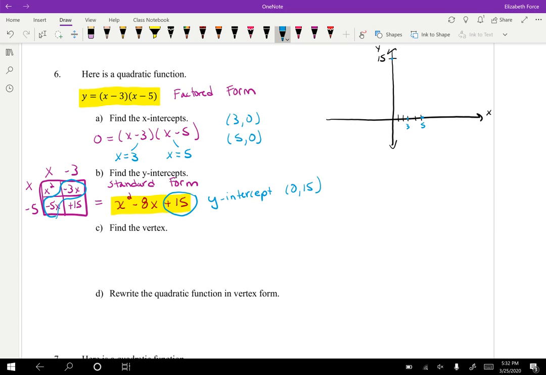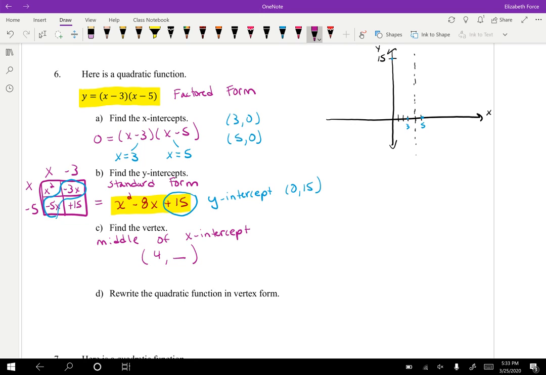Now to find the vertex point, we want to remember that the vertex is always in the middle of our x-intercepts. So if I go back to my graph over here, the middle of 3 and 5 is going to be 4. We just need to know, is it (4, 1), (4, negative 1), (4, negative 2)? It can't be (4, 1) because we know that this parabola has to face up.